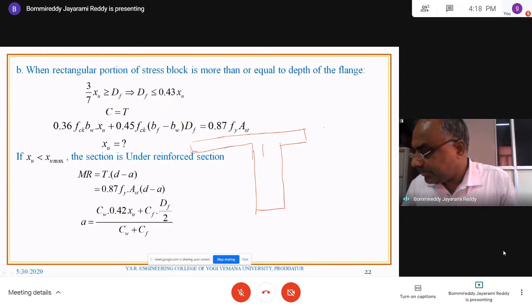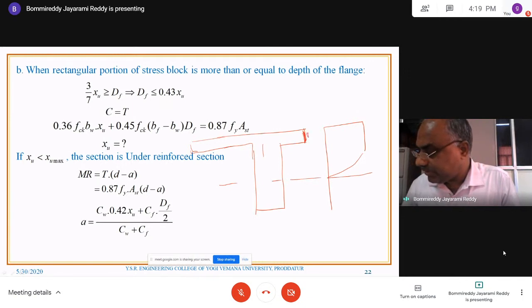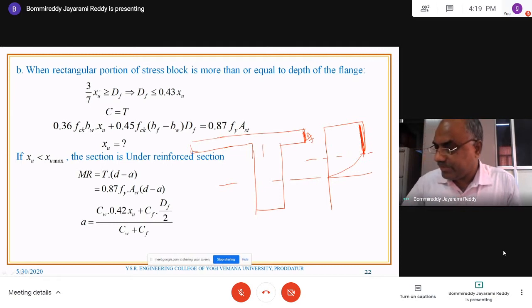This is the T-beam, and what is going to happen here is the neutral axis will be at this level. So this is the depth of the rectangular portion, DF. What is the stress? Stress will be more. You can see that this height is more than DF. You can write 3/7 of XU is more than DF. So DF is less than 0.43 XU.